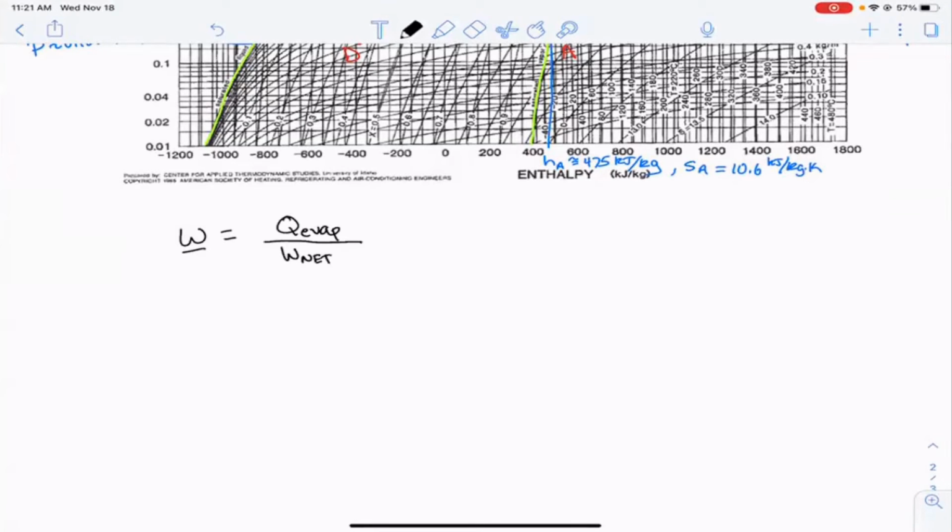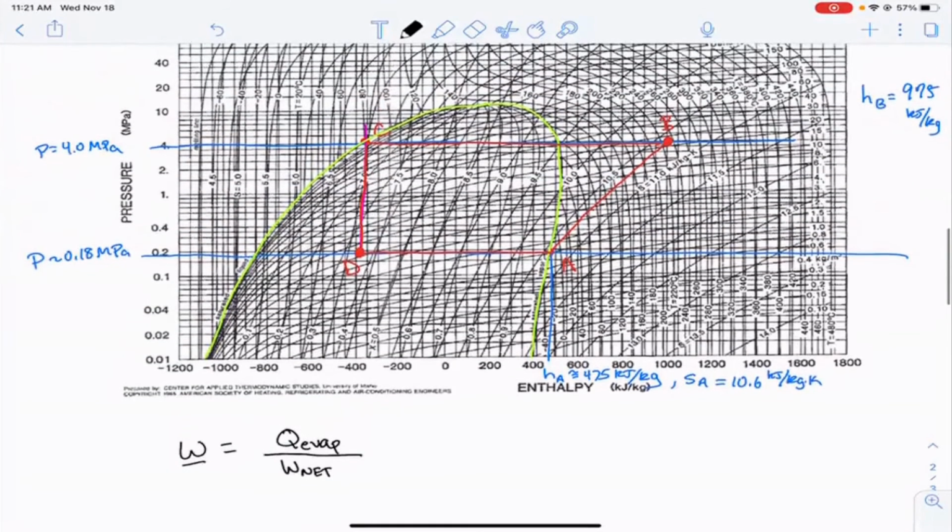And in our process, the net amount of work, well, there's only work done in one step, right? We only compress because the valve is just a valve, so we don't actually do any work. We don't extract any work out of the process. So this is actually the work of our compressor. And so if we look at this, then Q for the evaporator is just the enthalpy at A minus the enthalpy at D, and the work for the compressor is the enthalpy at B minus the enthalpy at A.